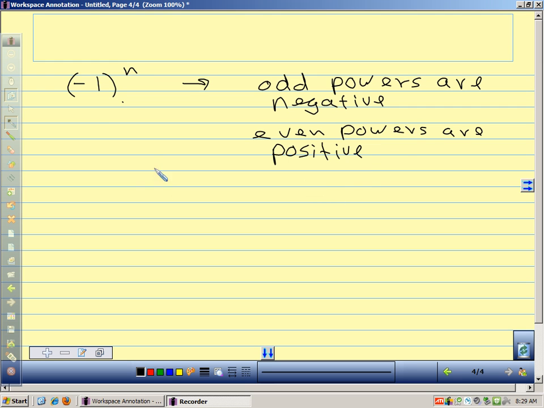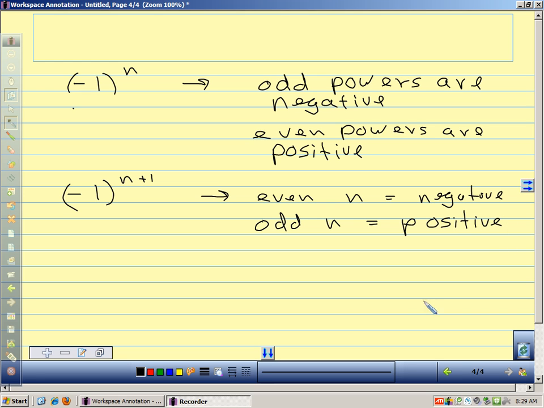If we have a sequence where the odd powers are positive and the even powers are negative, we can get that by writing -1 to the n plus 1. So if we have -1 to the n plus 1, it switches these around. The even n would give us a negative, and odd n would give us a positive. So if we want to switch it around, we can write a -1 to the n plus 1, and that will switch it around.